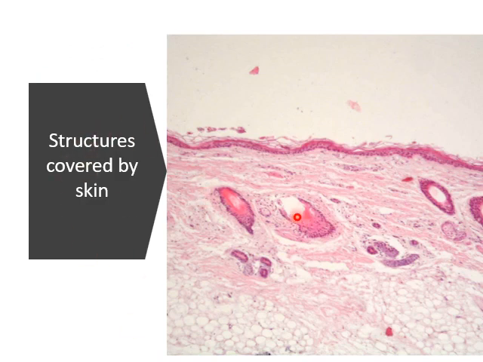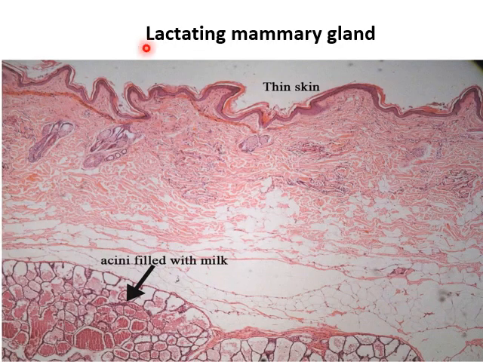If you see a structure covered by skin, let me revise the skin: the thin epidermis, and these are the hair follicles. What are the structures that are covered with skin? We have either the lactating mammary gland. These are the acini, in which the connective tissue is very minimal, and here the acini or alveoli contain milk, and the milk is vacuolated because it contains fat that dissolved with staining.